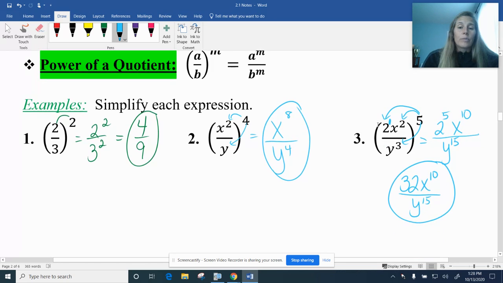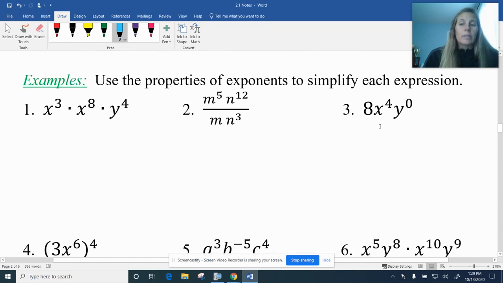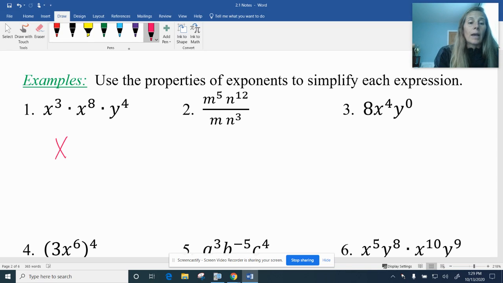Okay, so let's just do some practice with using these properties. Okay, so number 1, this is just the products here. We're just multiplying these terms together. So all we're going to do for this one is add those exponents. So 3 plus 8 plus 4, and we get 15, x to the 15th.